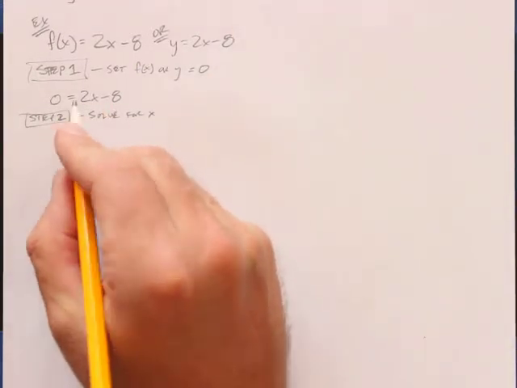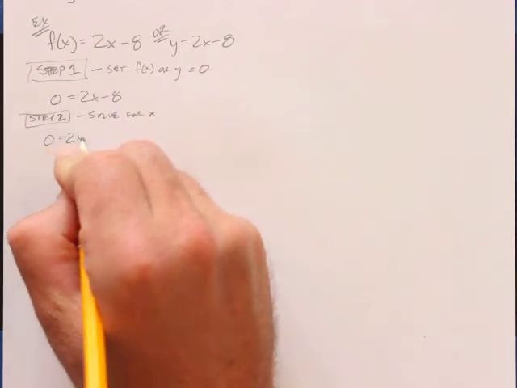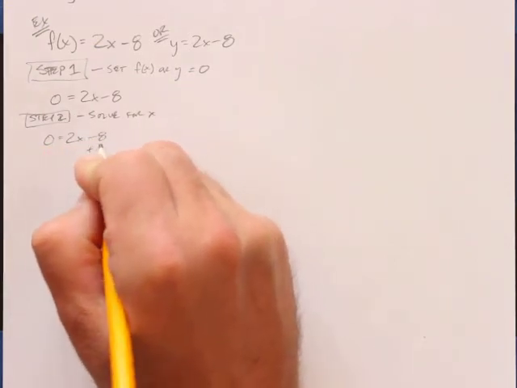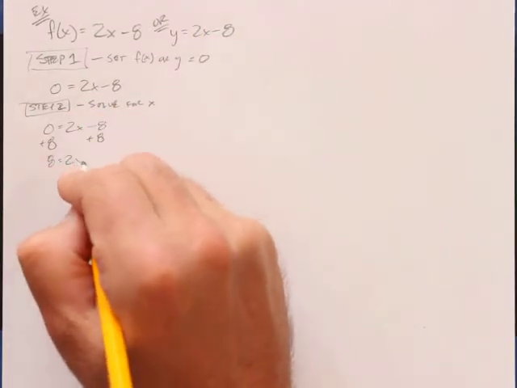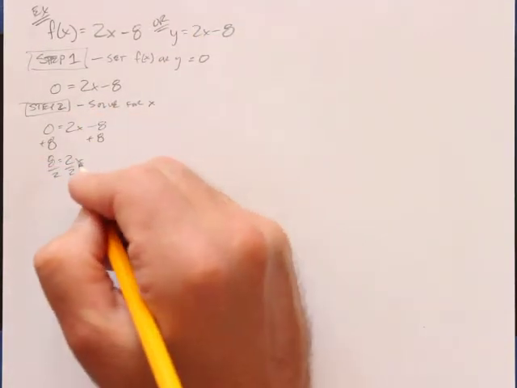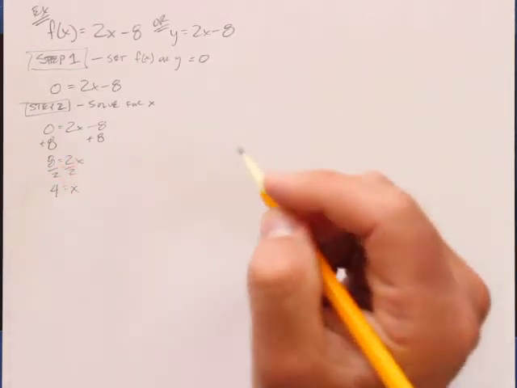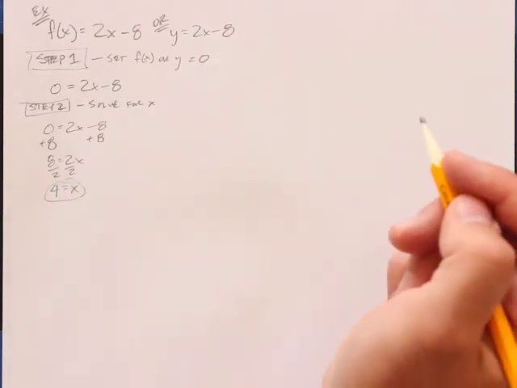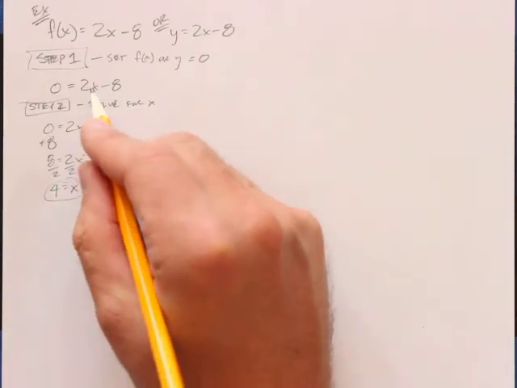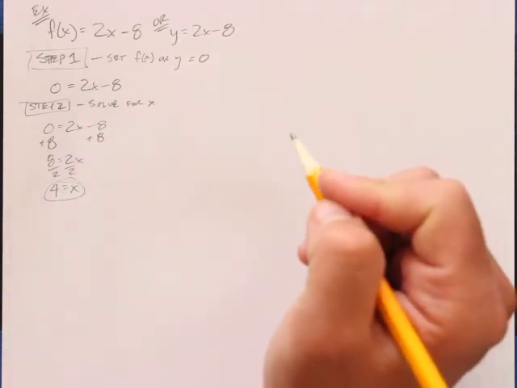All right, so I'm going to add 8 to both sides. So let's write this equation down here. Add 8, add 8. I've got 8 equals 2x. Divide by 2 on both sides so I can get 1x all by itself. So 4 equals x. That is my solution. x equals 4 is my solution. That's where this line crosses the x-axis, right at 4.